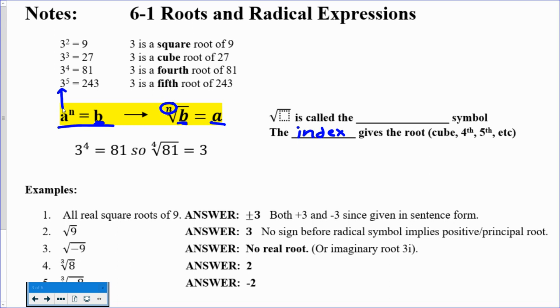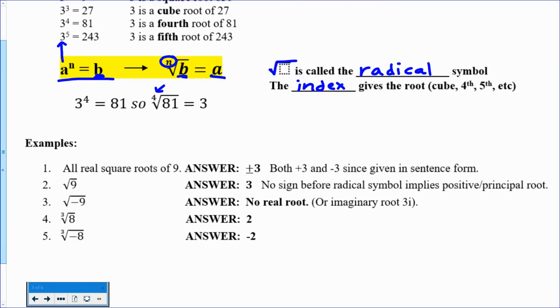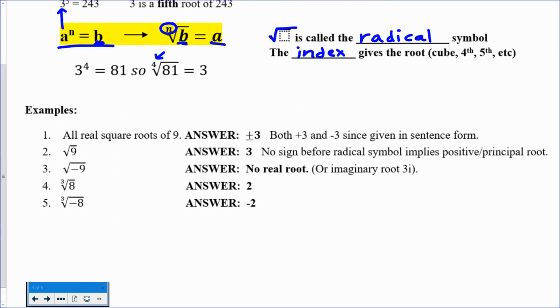So my square root symbol, I'm referring to as a radical symbol because it is going to show up as not just a square root from now on. Okay, so we can rewrite 3 to the fourth power as the fourth root of 81 equals 3. So you'll see little numbers here. If there's no little number there, it's assumed it's a square root like it's always been, but you'll start to see those numbers.